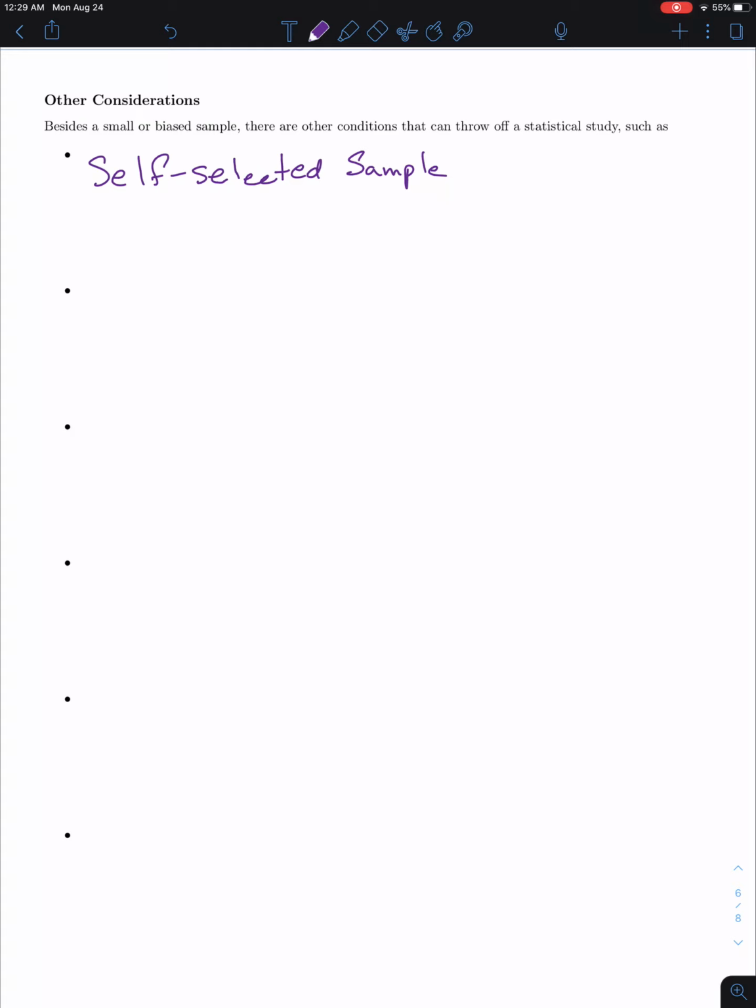Or another way to think about that is like a voluntary response sample. The reason these can be bad is because typically if you're volunteering something, that means you're probably really interested in it. So again, these can be not necessarily the best ways to look for samples.